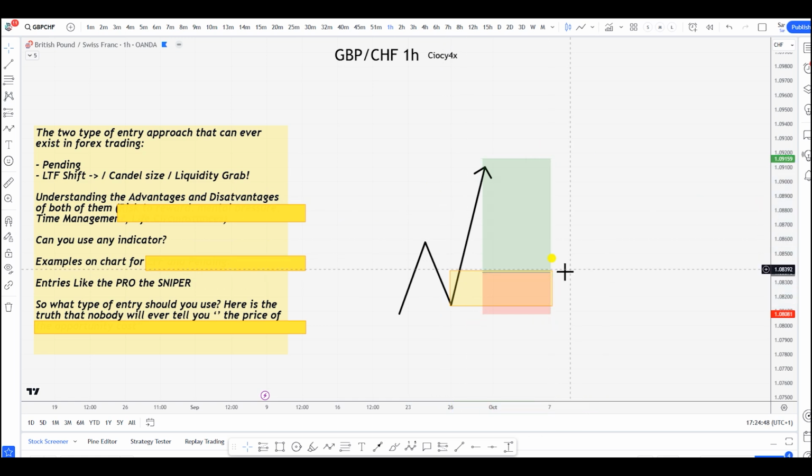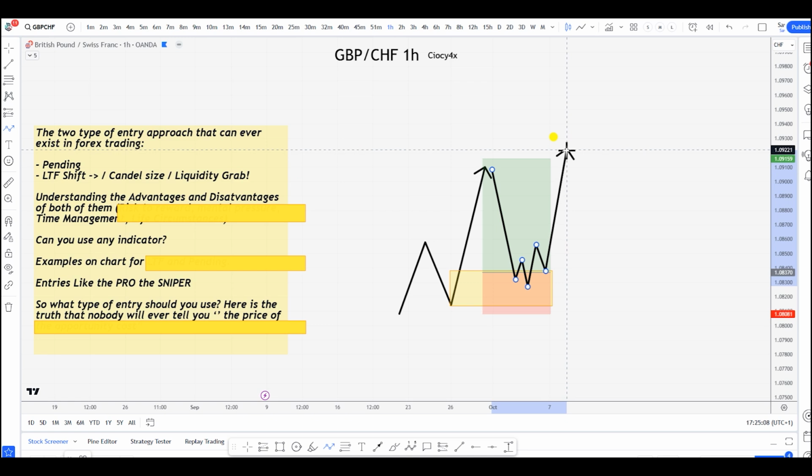Or the second thing that you can do, as I was saying, is going to a lower time frame. So when price comes inside your demand or your supply zone, then from here you can wait for a lower time frame shift. In this case, I'm saying shift because it's the easiest approach that everybody is always using. And then once you see this, you can take a trade and go higher.